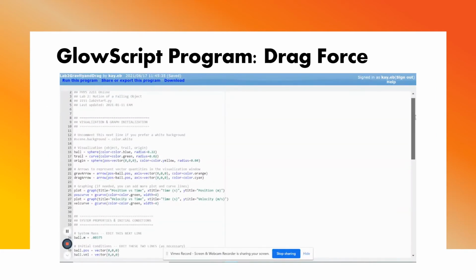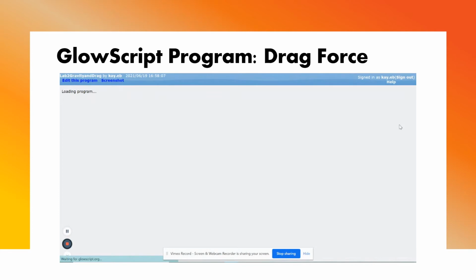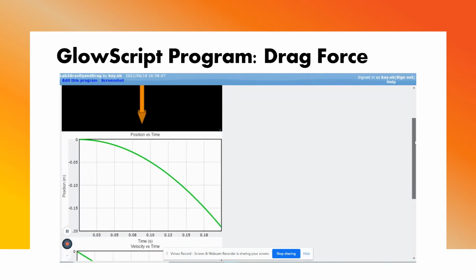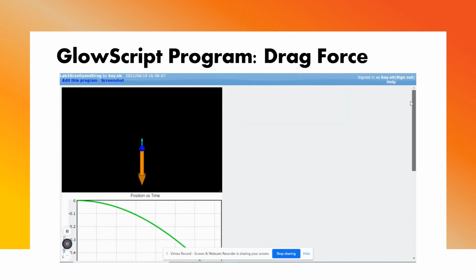This is the GlowScript program that accounted for gravity and drag running. The animation includes arrows representing the drag force, the position versus time graph looks similar, and the velocity graph still exhibits a negative slope, but is slightly more curved as if trying to level out.